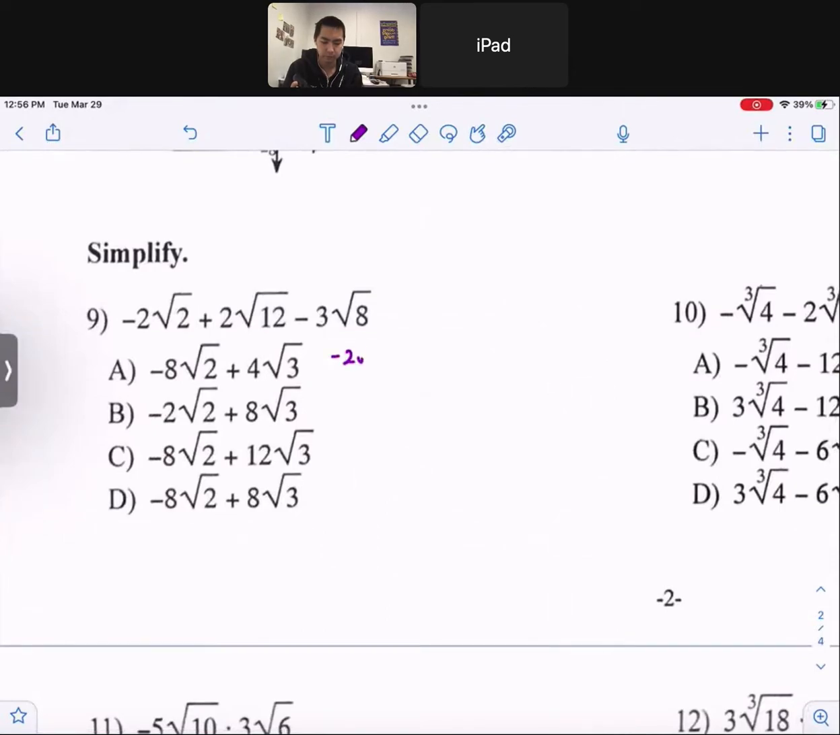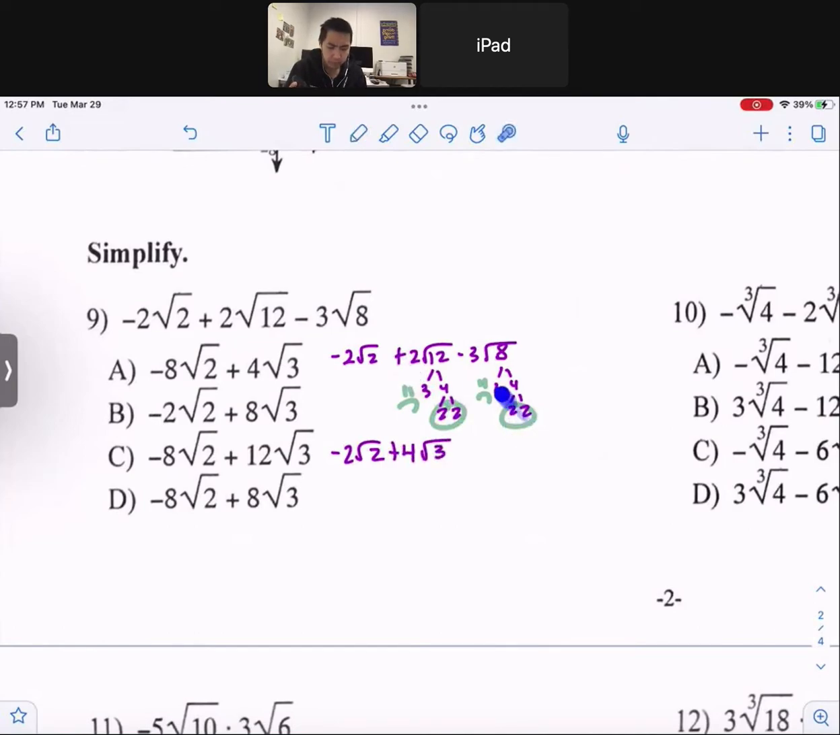Three, 4, 2, 2, 2, 4, 2, 2. Pairs of 2's, leftovers. So -2 rad 2. Pairs multiplied to the outside for 4, square root of the leftover 3. Pairs of 2's multiplied to the outside, so -6, square root leftover 2. You can combine these. So -2 minus 6 is -8, square root 2 plus 4, square root 3. That's A.